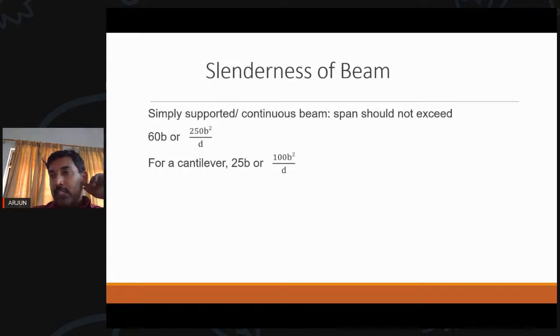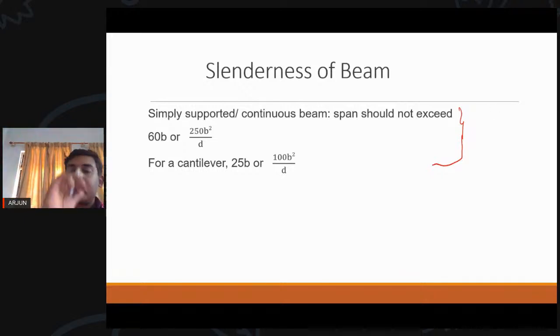A few concepts which I left out while covering the beam portions are the slenderness of the beam. Why did I leave it out? Because it was not asked in the previous GATE examinations. However, you may expect a question on slenderness of beam. They may give the cross section details and ask you to find out whether the section is slender or not. So how do we find out?